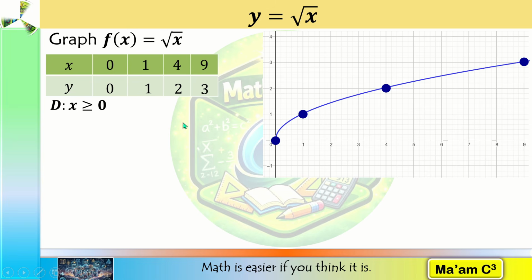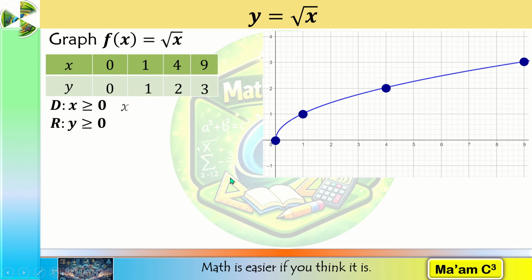Now, how about our range? Can you see a graph below 0? None. But from 0 going up, we have a graph. And since this will extend indefinitely going up and this will become wider and wider, it means there will be a graph for all positive values of y. So our range is y greater than or equal to 0.